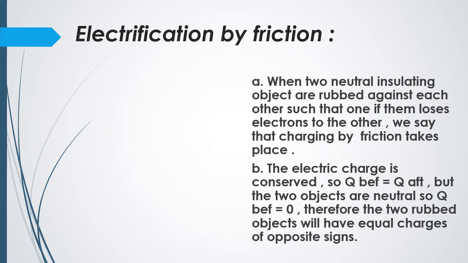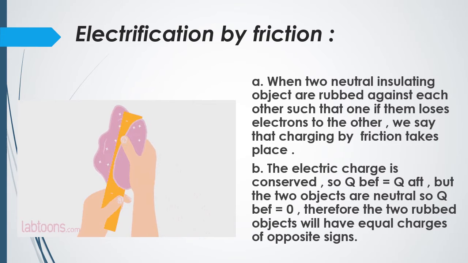So, the electric charge is always conserved. So, Q before equals Q after. But the two objects are neutral, so Q before equals 0. Therefore, the two rubbed objects will have equal charge of opposite signs.